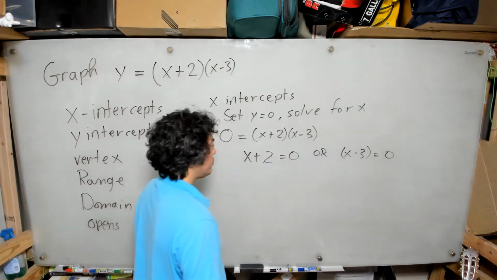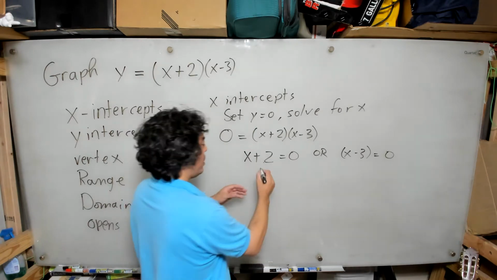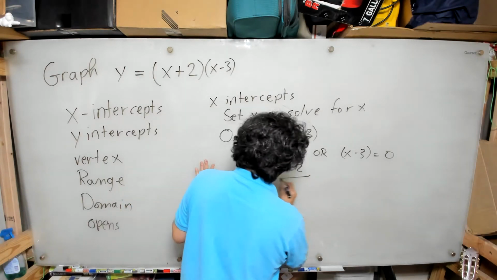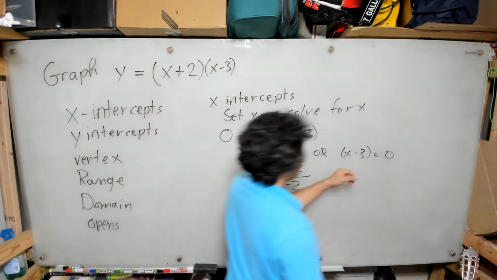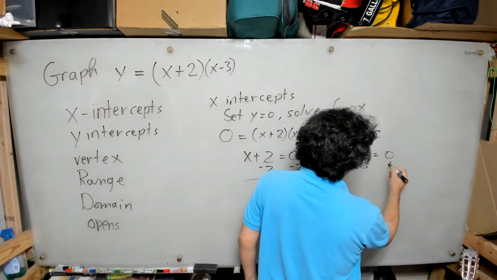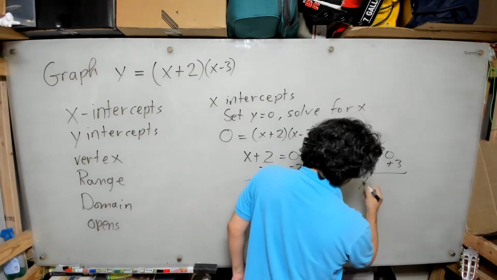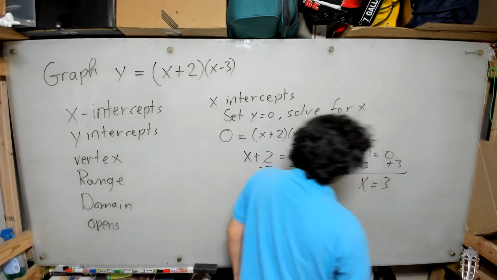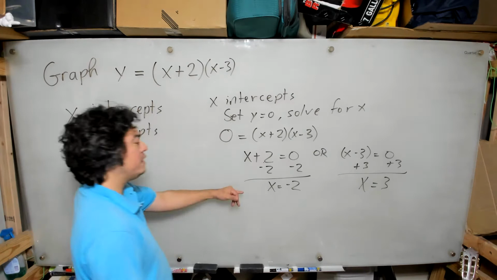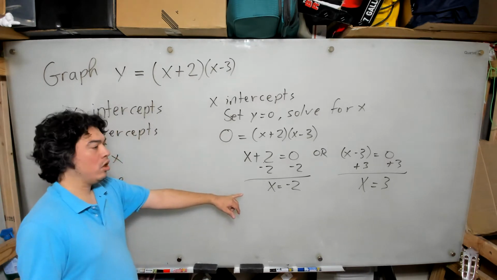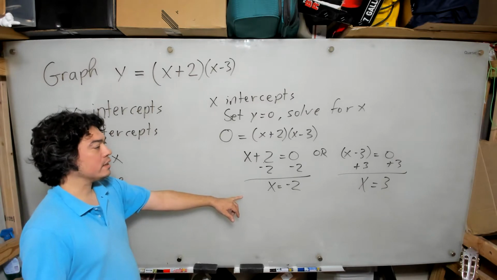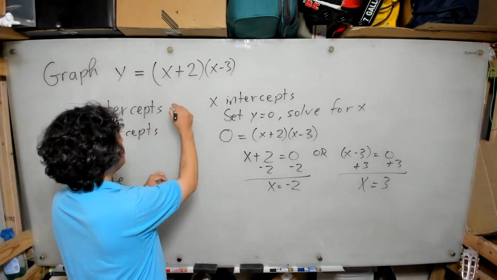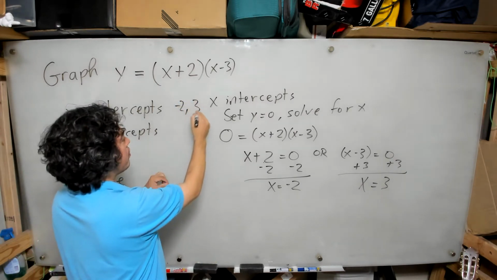If x plus 2 is 0, I subtract 2, and I get x equals negative 2. And if x minus 3 is 0, I add 3, and I get x is equal to positive 3. These then are the x coordinates where the quadratic crosses the x-axis. Okay, so those are our x-intercepts.